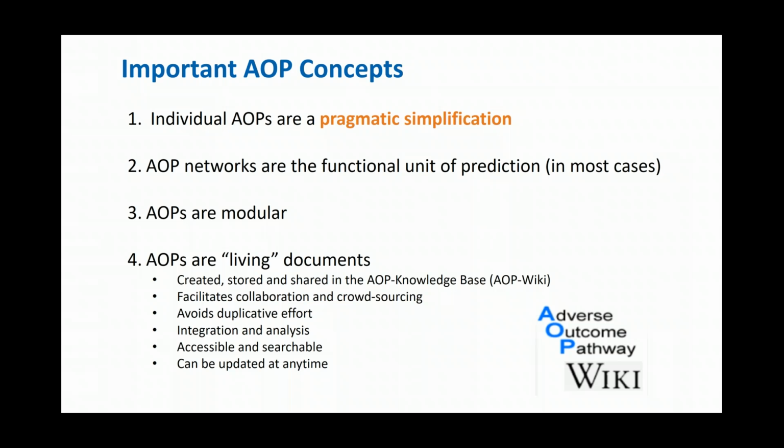So finally, a critical element is that these AOPs, because they're in a wiki platform, can be updated at any time. You produce a new methodology, and you're now able to go into the wiki and align your new methodology with different key events and feed into AOPs. You produce a new data set that builds on the weight of evidence supporting an AOP, and you can plug those data immediately into the AOP wiki.